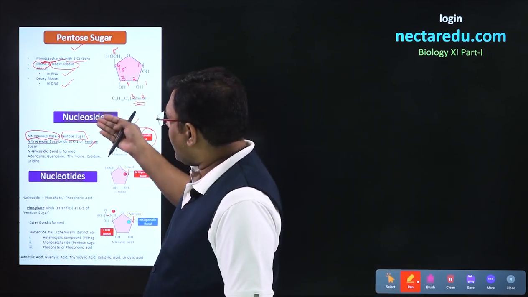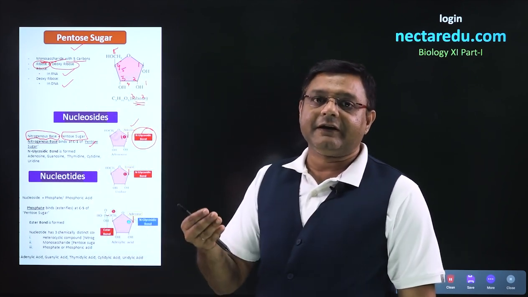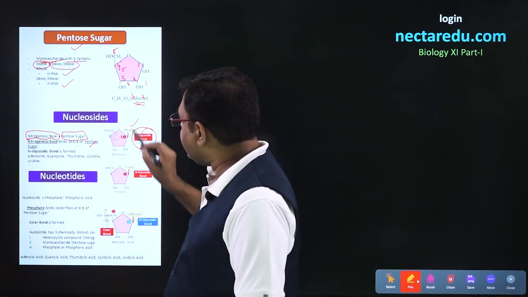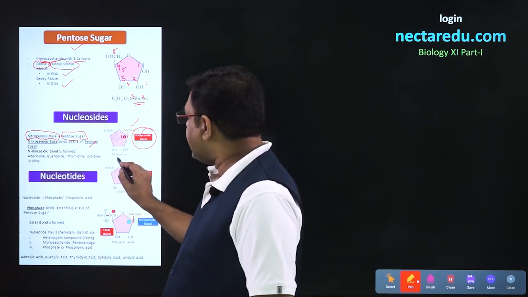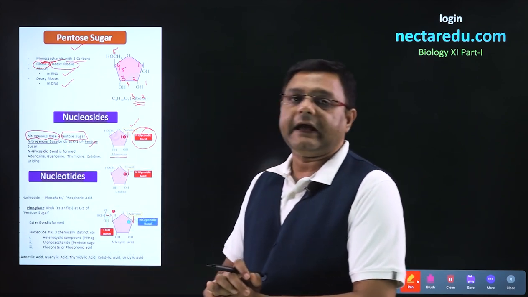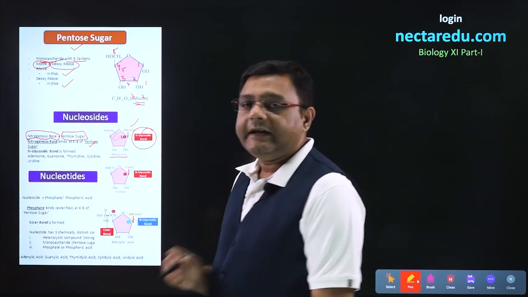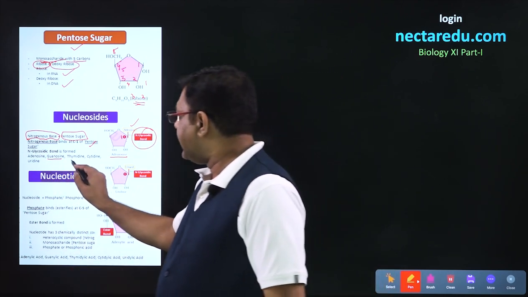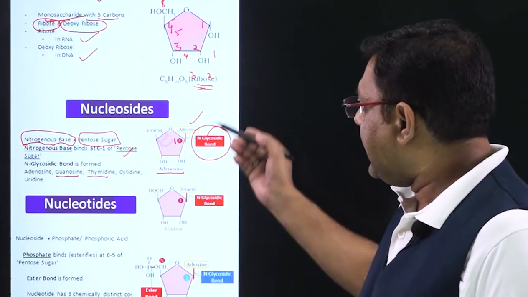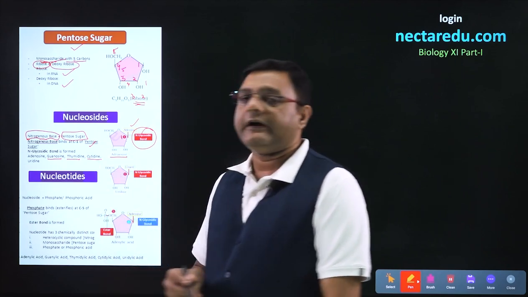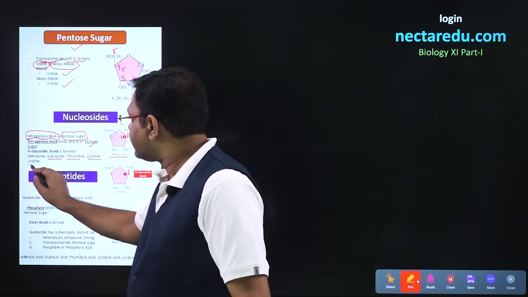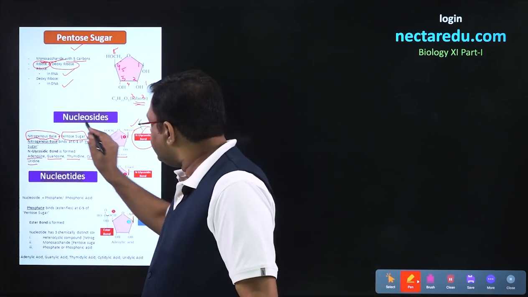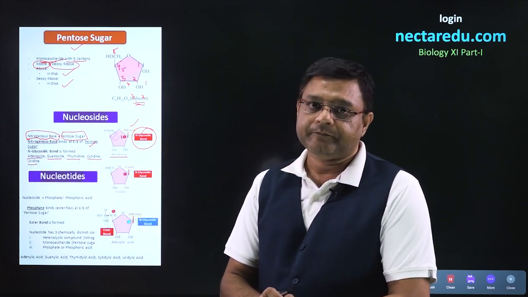The names of nucleosides are similar to the nitrogenous base which is added. For example, if adenine is added, the nucleoside will be adenosine. If guanine was added, we call it guanosine. If thymine was added, we call it thymidine. If cytosine was added, we call it cytidine, and if uracil was added, we call it uridine. So these are the names of nucleosides that will be formed.